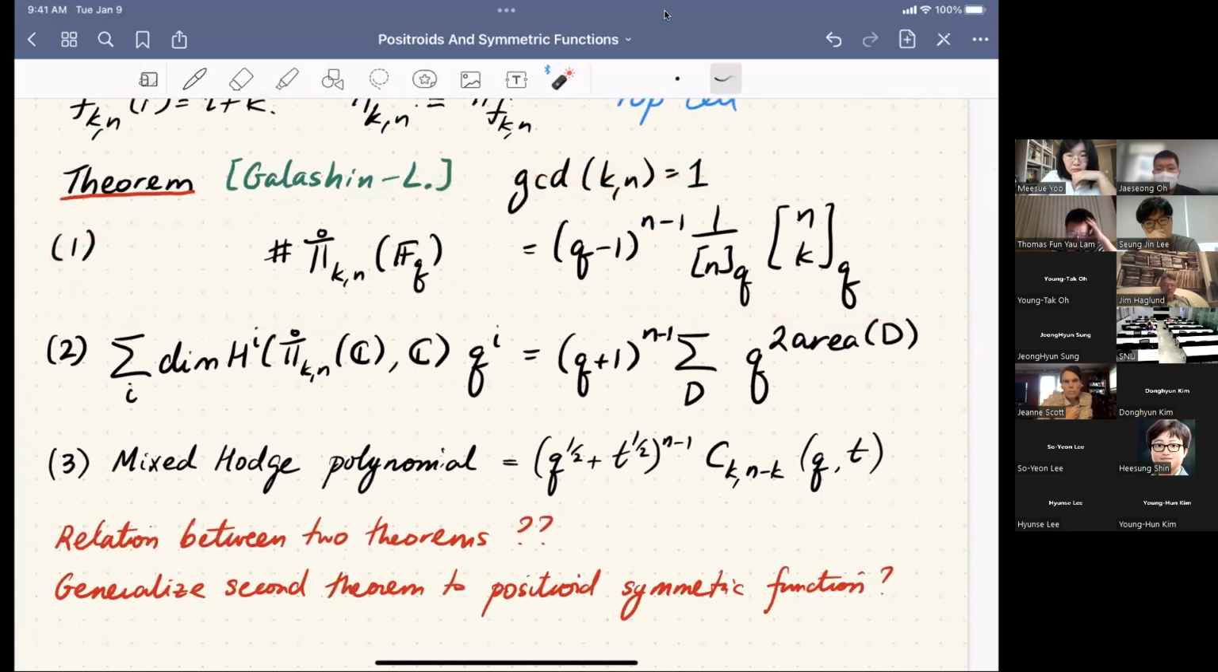Another thing you can do, which is the topology question, is you just take the complex variety and you look at its cohomology groups. Then you can take its Poincaré polynomial, and again you get something, and you get the other q-Catalan number, which is the sum over D, where the sum is over rational Dyck paths.